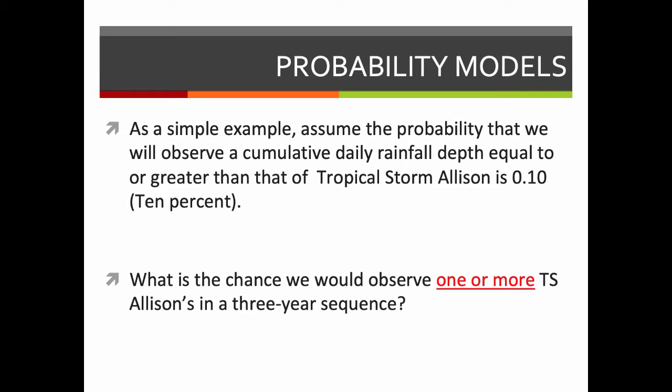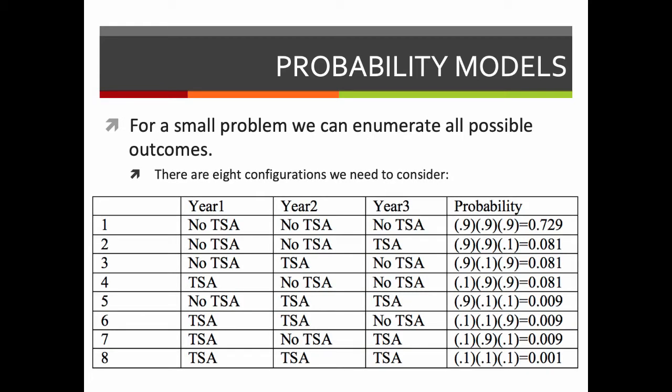Now we want to know what the chance is of one or more, which is the same because it's mutually exclusive. It's the complement of observing none in the 3-year period. So no Tropical Storm Allison year 1, no year 2, no year 3. This is a small problem, so we can enumerate all the possible outcomes.